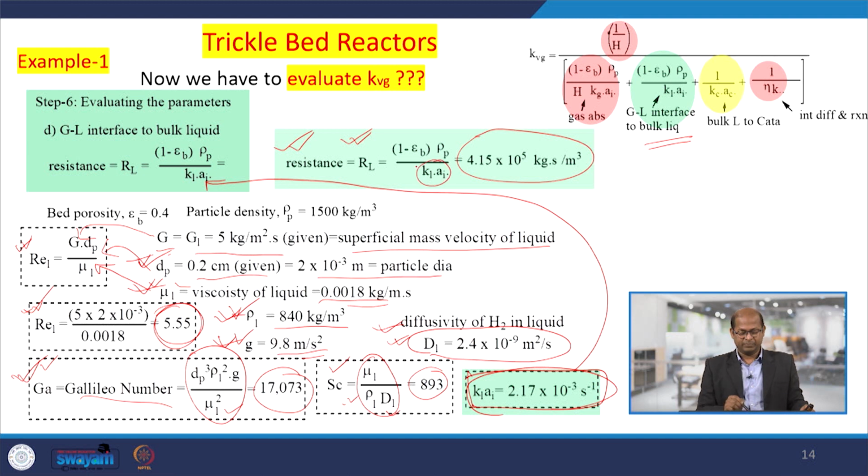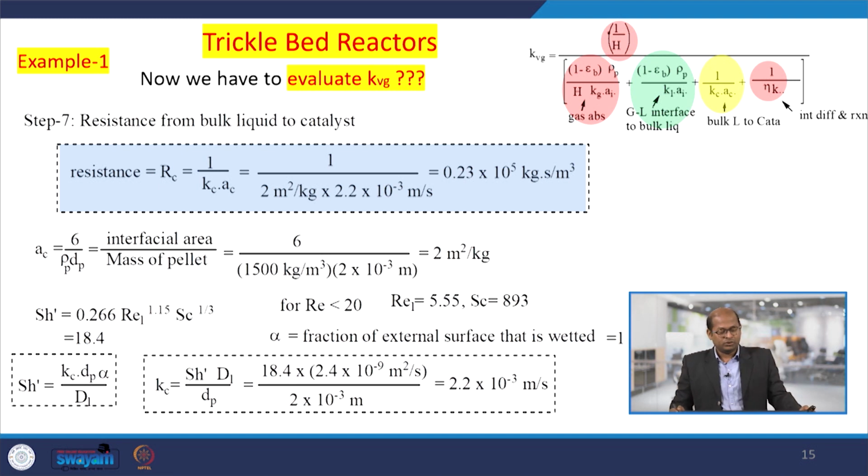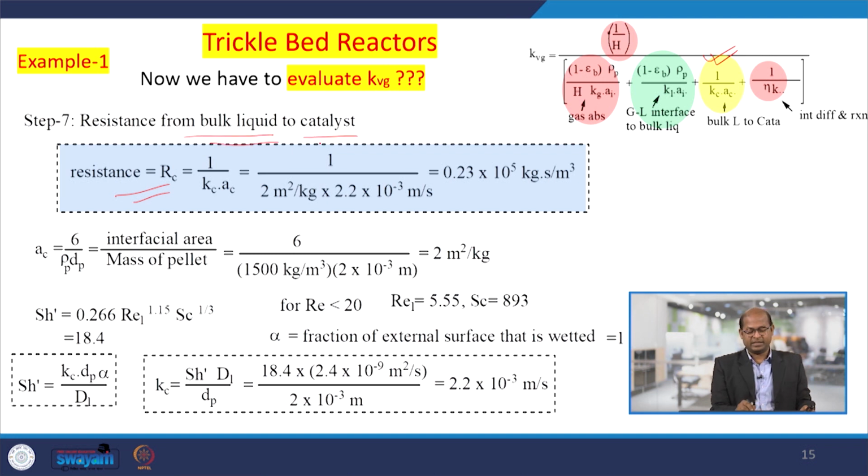So, the k_LA_I part we have found out, and that we are substituting here or here also; rho_B is given, rho_P is given. Okay. So, k_LA_I value is known, then the R_L resistance we can find out. So, the next part is this: bulk liquid to the catalyst surface, the k_C a_C value we have to find out. So, this is the resistance for bulk liquid to the catalyst surface.